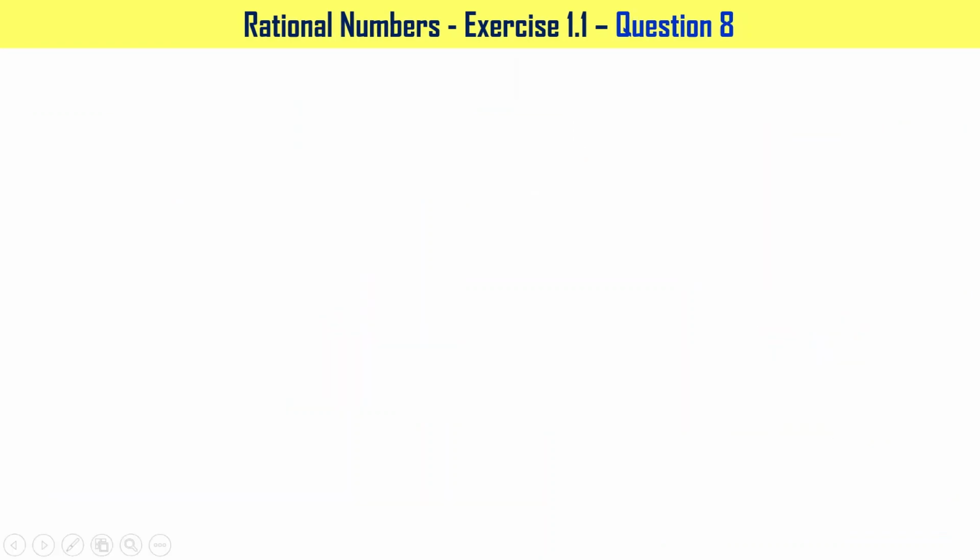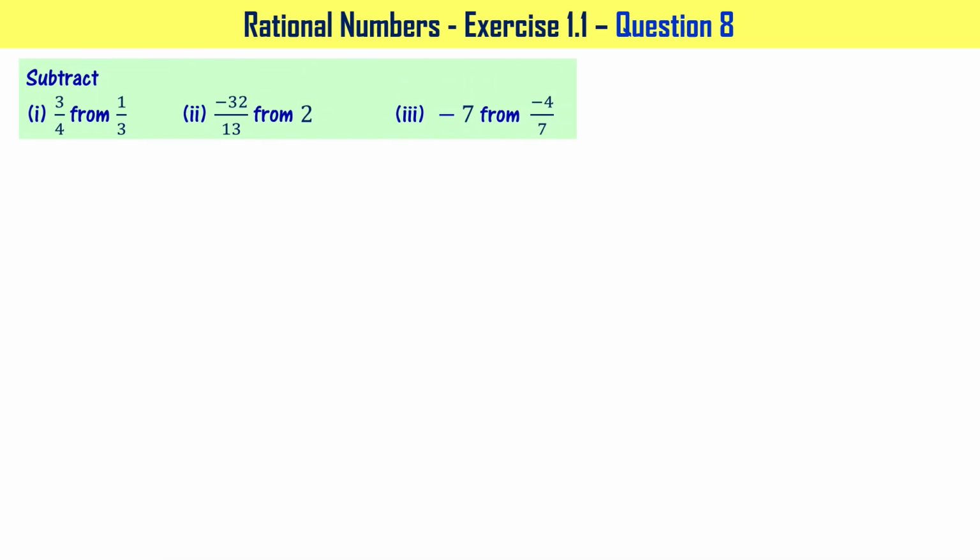Question number 8. Subtract 3/4 from 1/3, -32/13 from 2, and -7 from -4/7. We have to solve 3 subtraction problems, right? The first one is we have to subtract 3/4 from 1/3. That can be written as 1/3 - 3/4. What is its value? We want to find this, right?